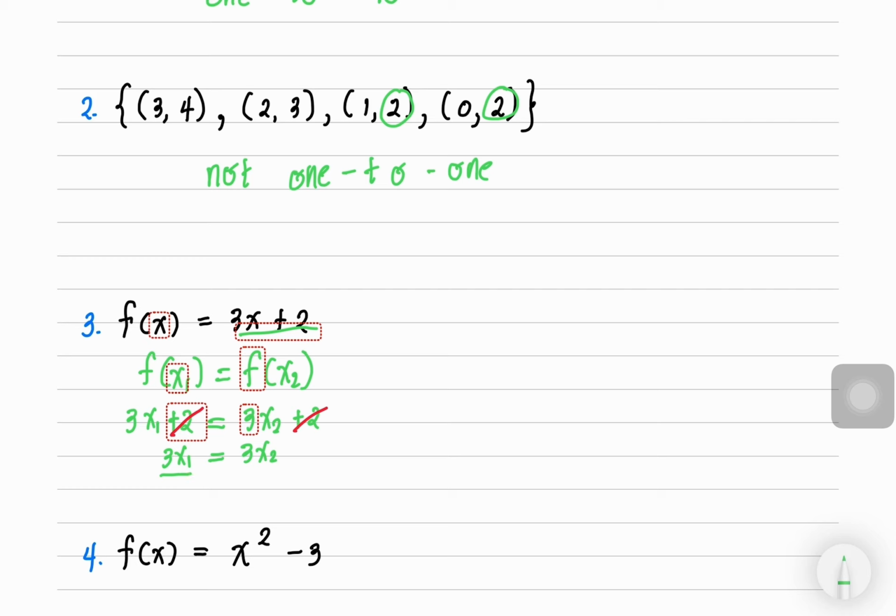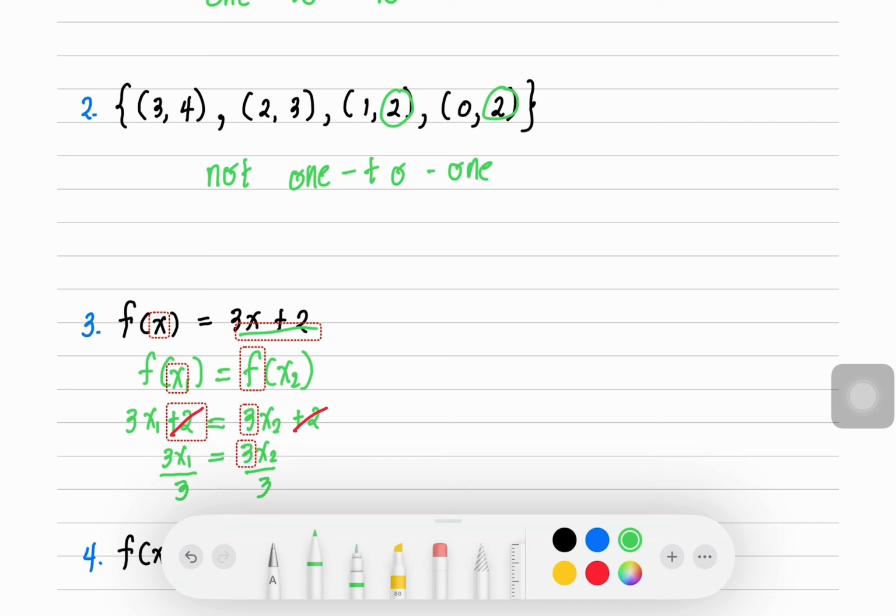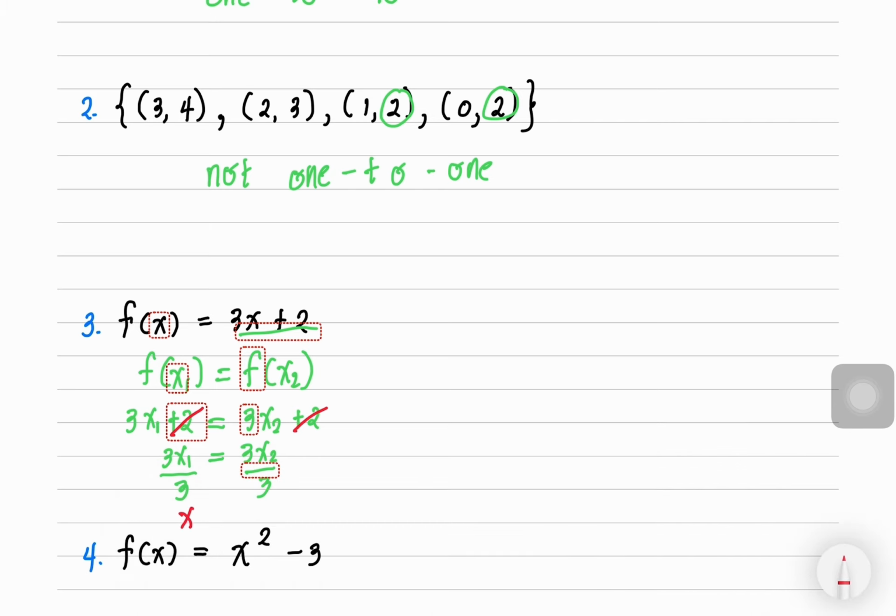Okay. So, divide natin yan, guys. So, it will become x sub 1 equals x sub 2. Okay? So, meaning, ito ay very good. So, therefore, the given function is 1 to 1. Okay?